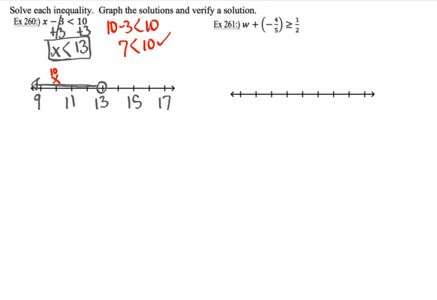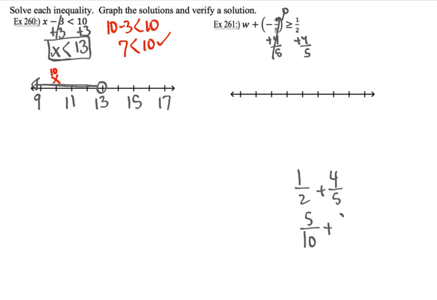Okay, next example. Example 261. W plus negative 4/5 is greater than or equal to 1/2. I am going to add 4/5 to both sides. This gives me 0 here. Now 1/2 plus 4/5, I'm going to scratch paper this out. They are going to be tenths.